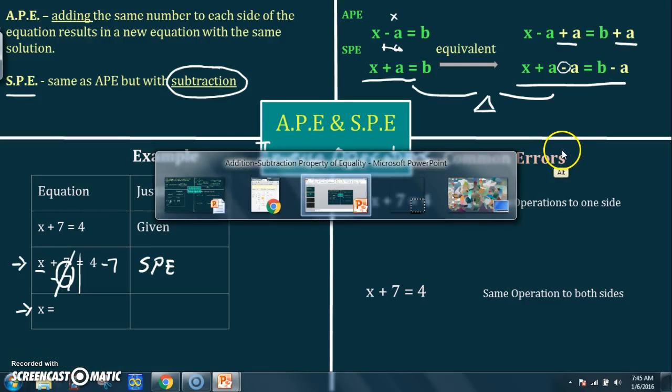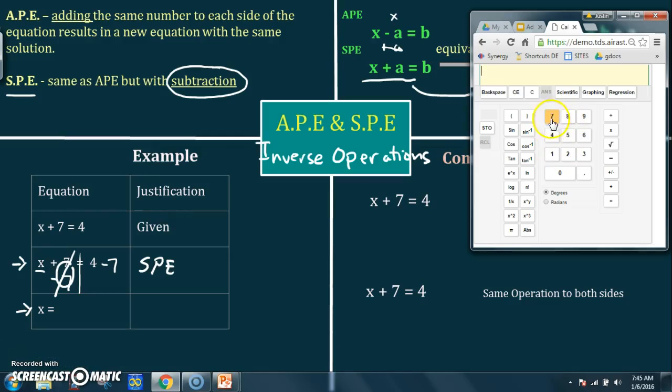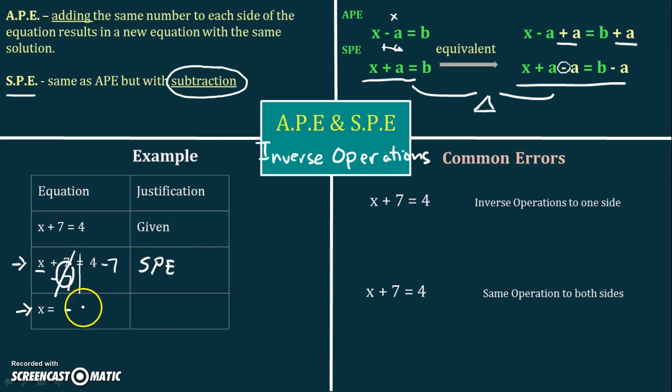Back here. 4 minus 7 is negative 3. So I know that this is negative 3. Boom. So here's my answer. I've solved for x, but I've got to justify this last step. And if I had to justify how we went from here to here, well, what did we do? We simplified. So I can just say we simplified.